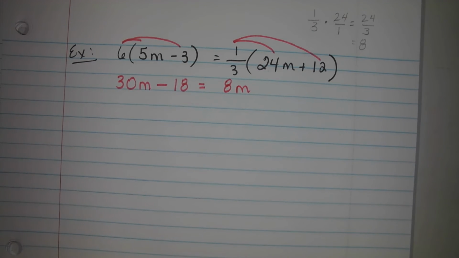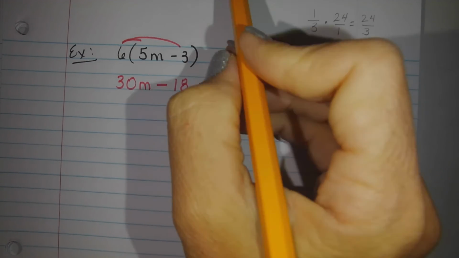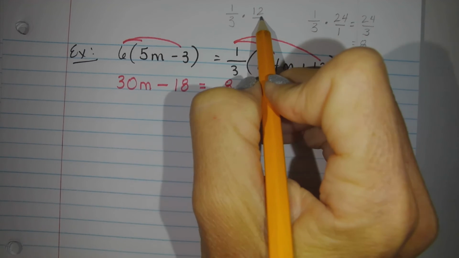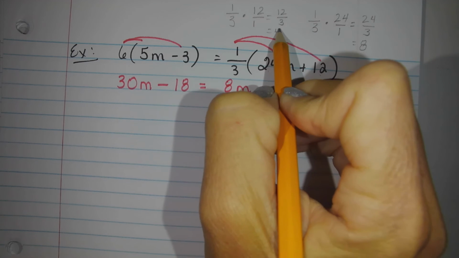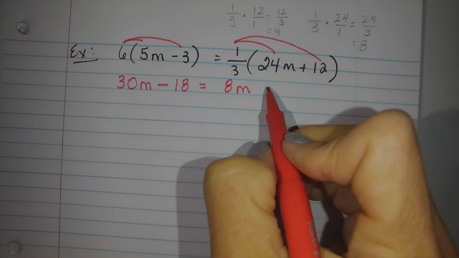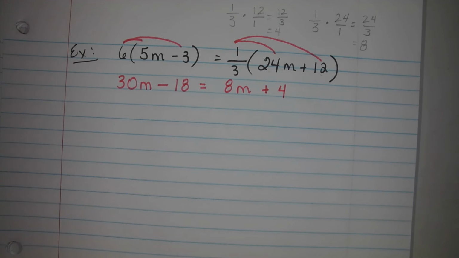Here comes my pencil again, because I need to say 1/3 times what? 12. 1/3 times 12. 12 divided by 3 is 4. Now, was that so hard? That's easier in person. Yes, it was. And now you just do your problem.